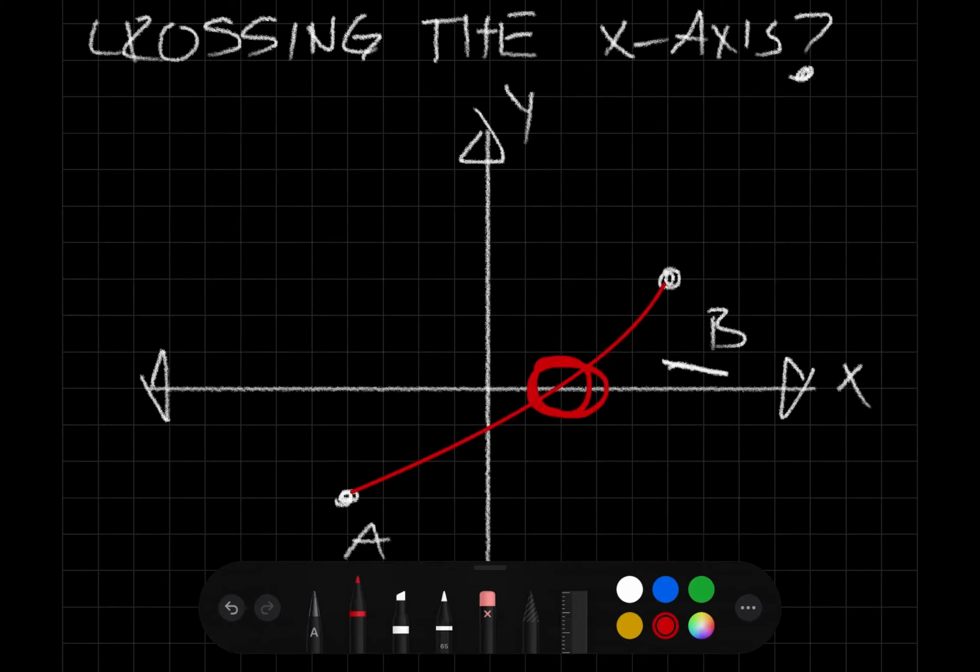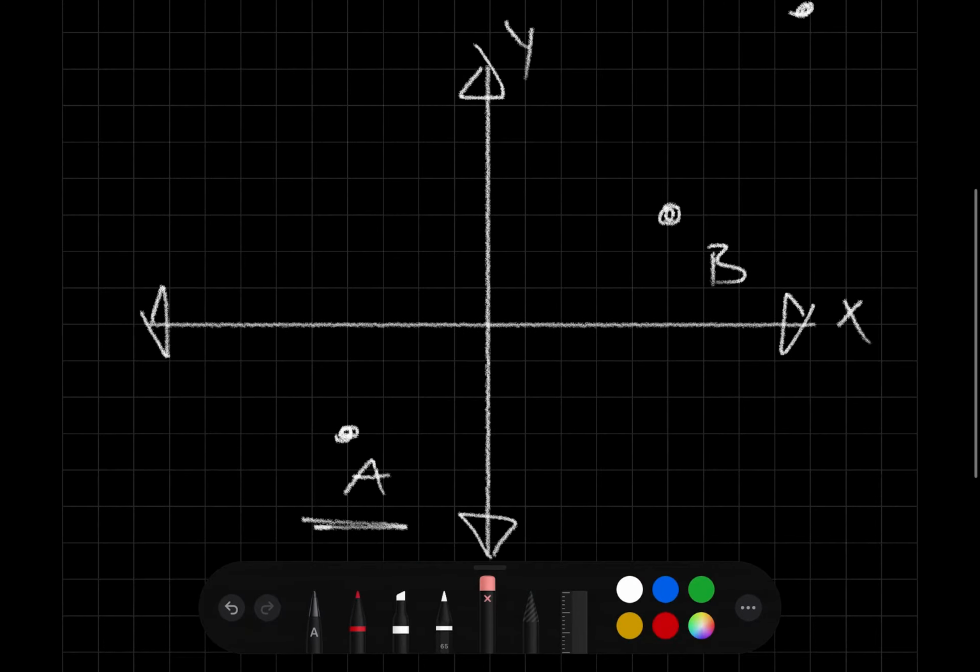Well, this crosses the x-axis, so that wouldn't work. Is there any way to connect these two points without crossing the x-axis? Give yourself a second to think about it. Maybe sketch it, see if you can try a few. And it turns out you can't. No matter how I draw a line connecting A and B, if I draw a continuous line with no gaps, I'm always going to cross the x-axis at some point.